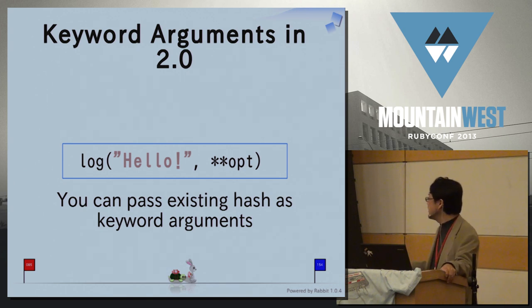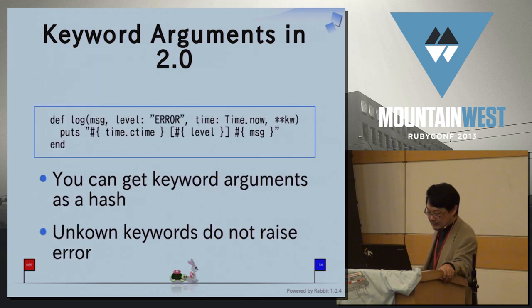And you can pass existing hashes as keyword arguments, using a double splat. And then you can accept arbitrary keyword arguments as a hash. If you specify this kind of hash, the default hash, unknown keywords do not raise any errors. Without this one, unknown keywords raise errors.